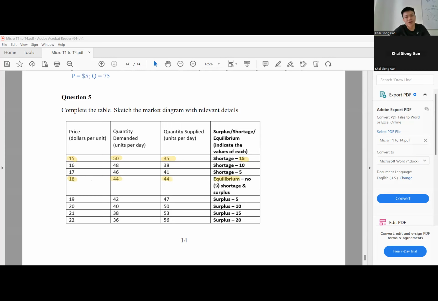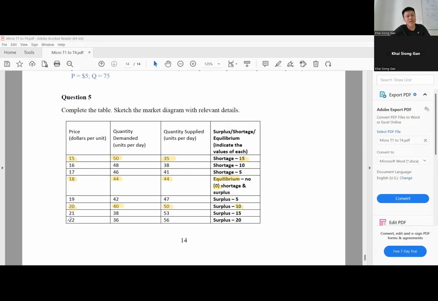Zero, they equal each other. Let's say when the price is 20, expensive already. Quantity demanded becomes less, 40 units. Quantity supply becomes 50 units. A lot of people want to supply because it's profitable. So that would be a surplus. Surplus by how much? 50 minus 40 equals 10.